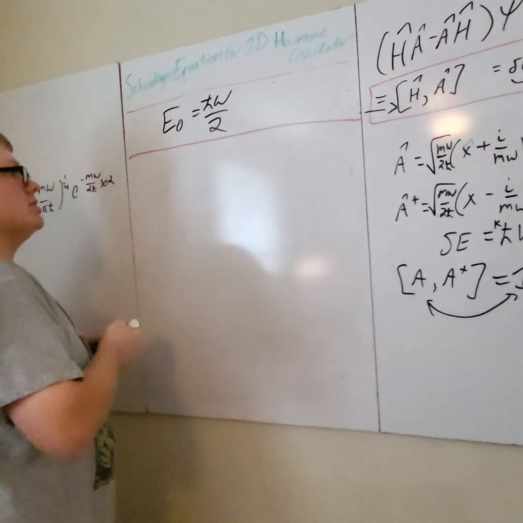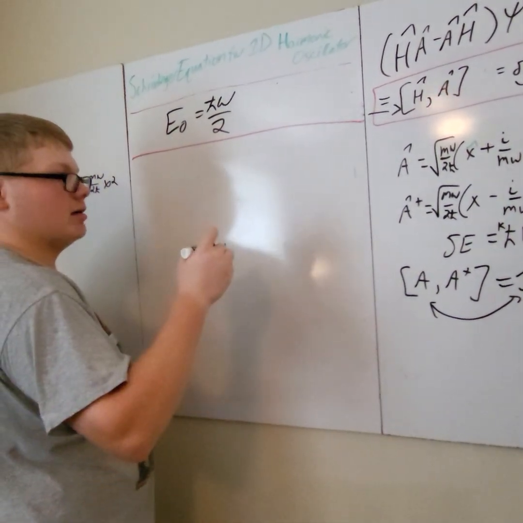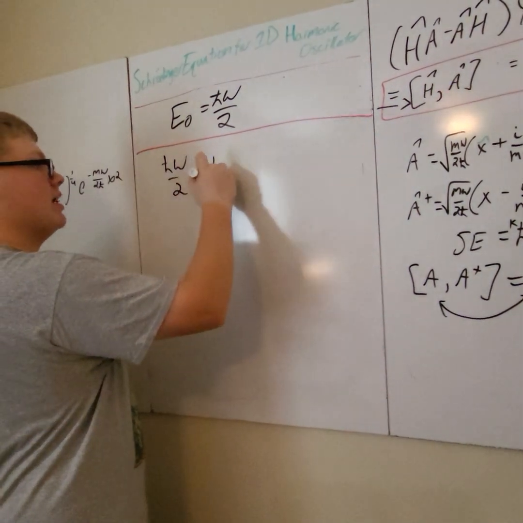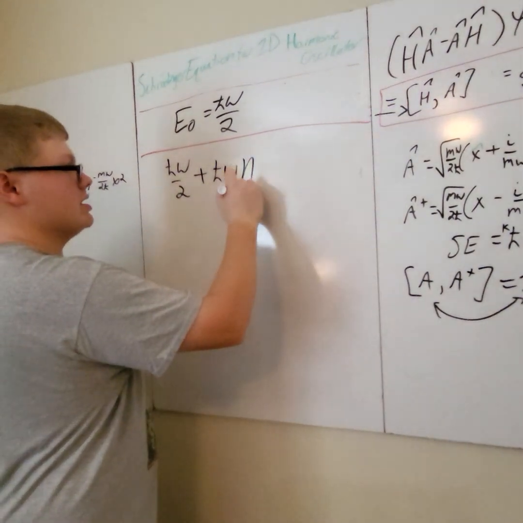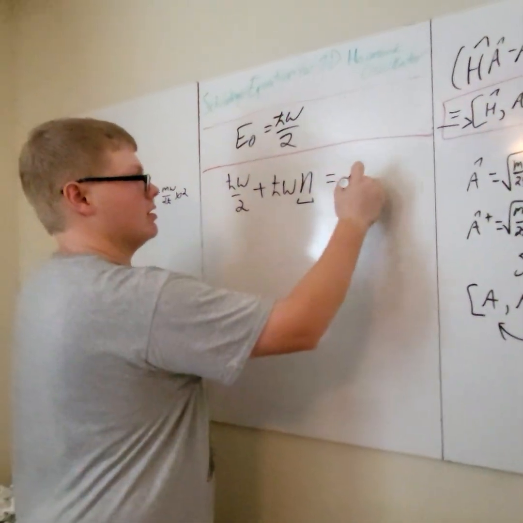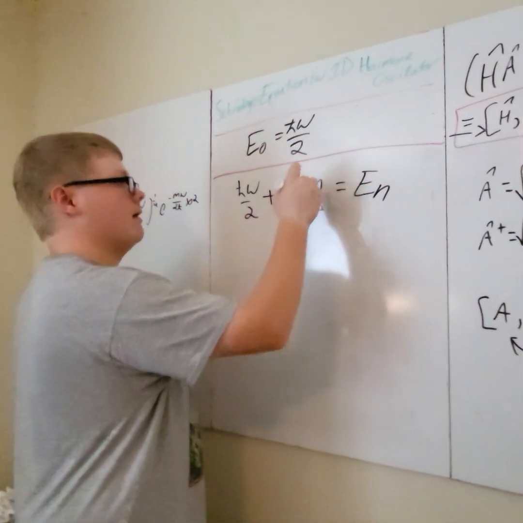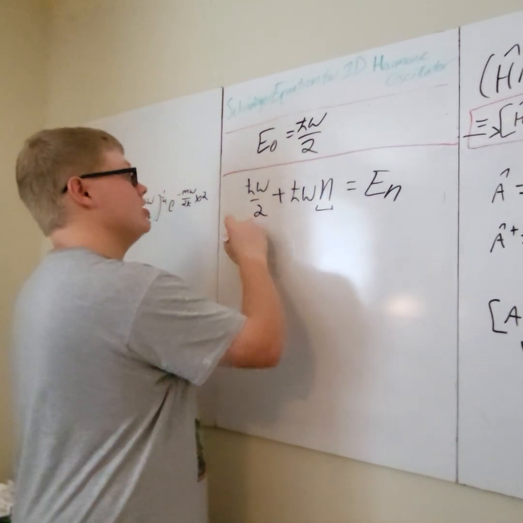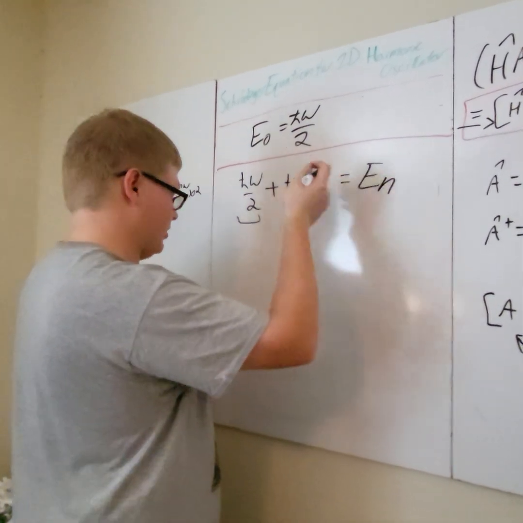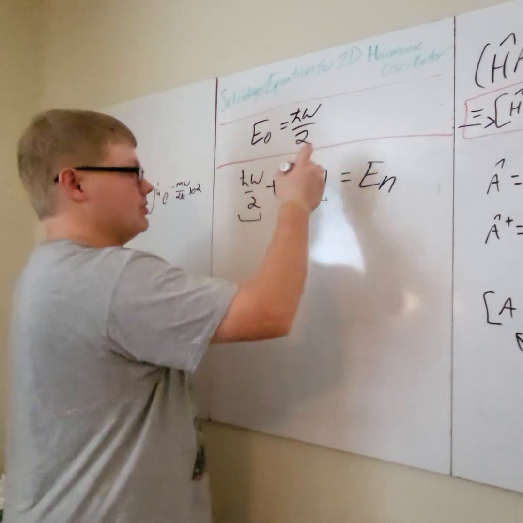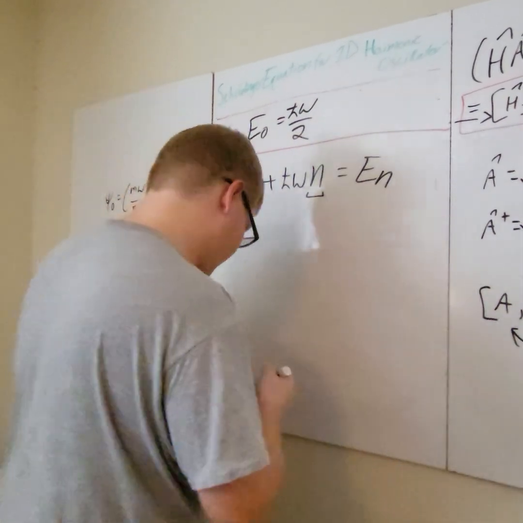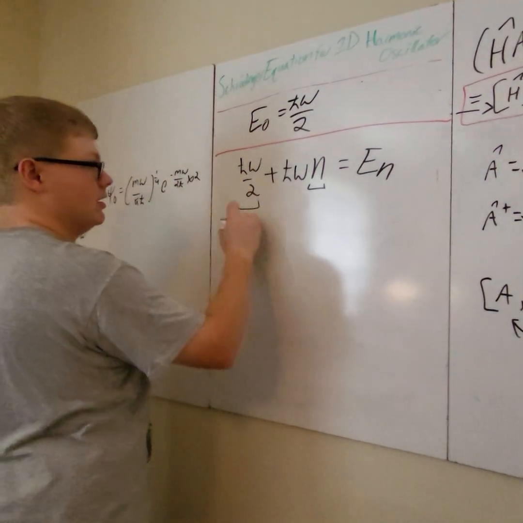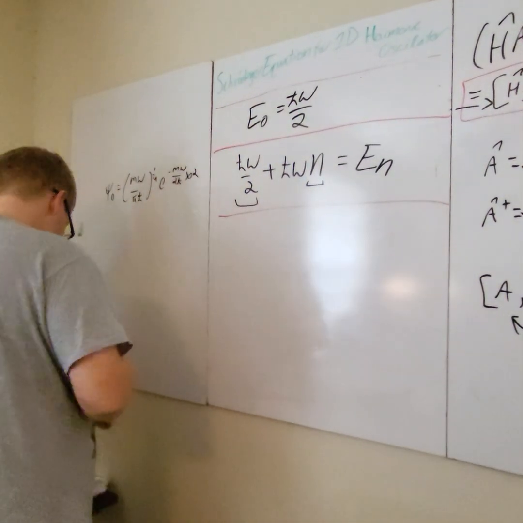Eventually our energy is just going to be h bar w over 2 plus h bar w times n, which number state you're in. When n equals 0, it's just h bar w over 2, and that's your ground state, and it just keeps adding as you go up and up and up. So those are the energy levels of our harmonic oscillator right there.